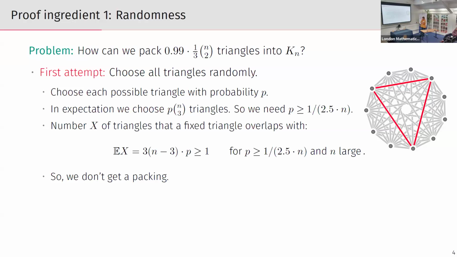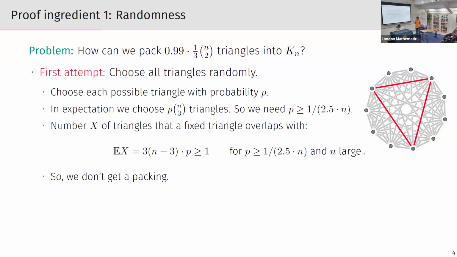But there's a standard trick that I can do when I do some random process and get some object that is not quite what I want, which is called the deletion method. I could say, now I have all these randomly chosen triangles, maybe some of them overlap, but then let me just delete those that overlap. Okay, so let's try to estimate how many triangles I would need to delete.